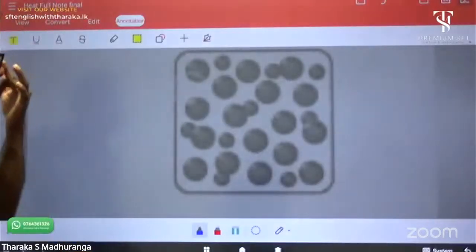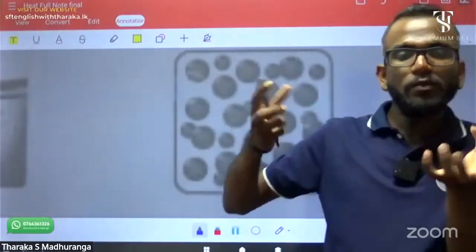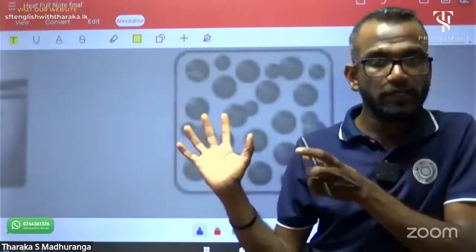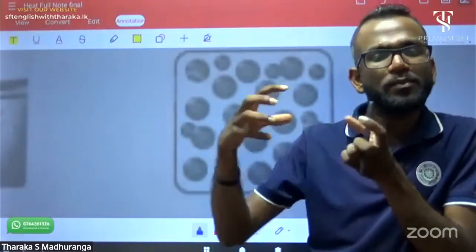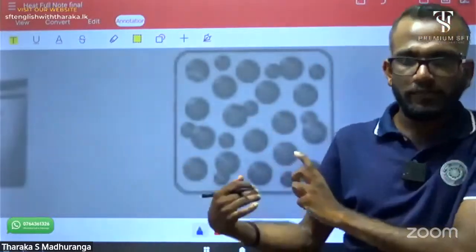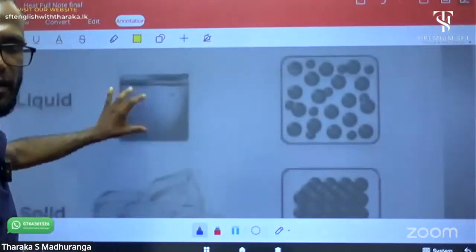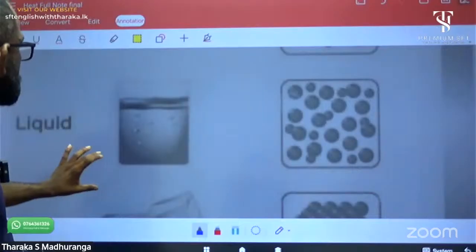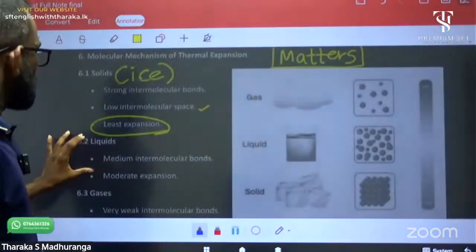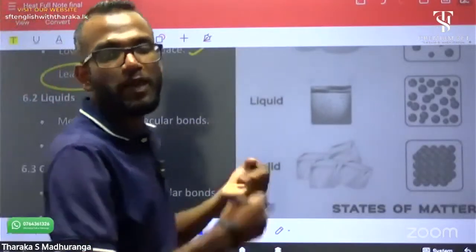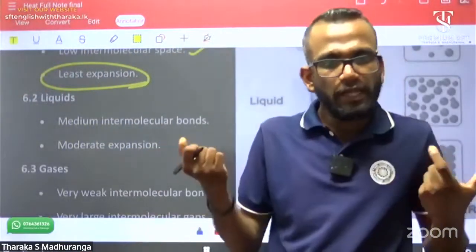but still they are compacted. Still these molecules are compacted, but they have medium level intermolecular bonds, not as strong as solid. Their intermolecular spaces are also medium. Do you understand the difference? Everything is medium: medium intermolecular bonds and moderate expansion ability.